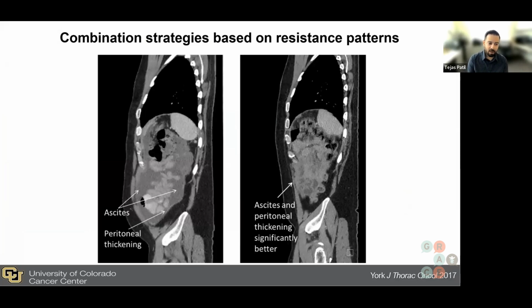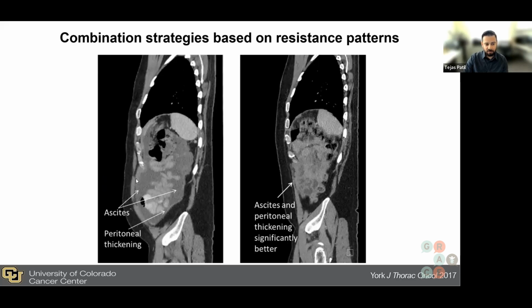This is a proof of concept case report that was published from our group back in 2017, looking at a patient who was on osimertinib. This is a targeted therapy that blocks EGFR mutant non-small cell lung cancer. This patient unfortunately progressed in the belly, and you can see all this fluid in the abdomen that was developing from his cancer not responding to the osimertinib.